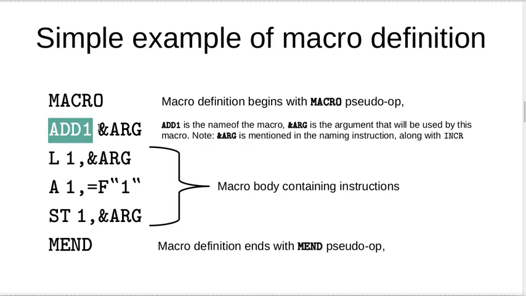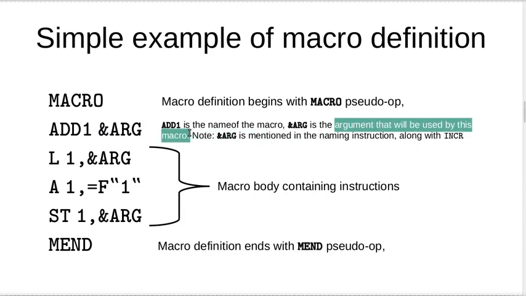The second instruction begins with the name of the macro, and if there are any arguments to be used in the macro, the argument list is specified after the macro name in the second instruction. In this macro there is a single argument, ampersand arg, and we are naming it after the name of the macro in the second instruction. So add1 is the name of the macro, and ampersand arg is the argument that will be used by this macro.